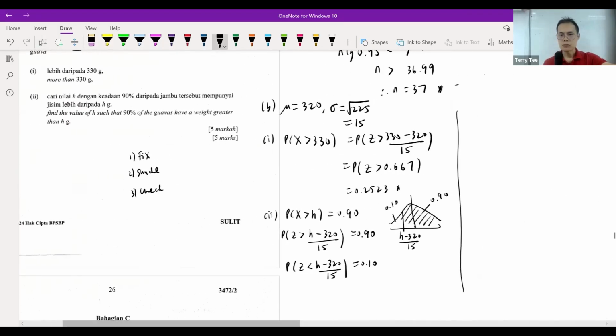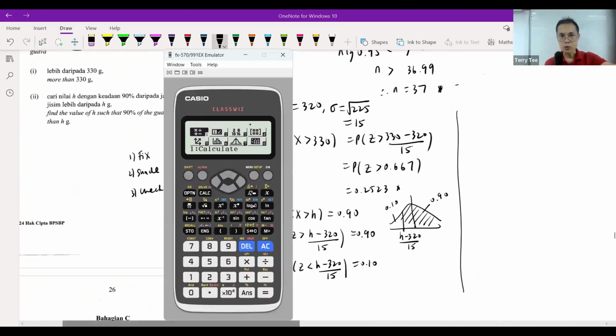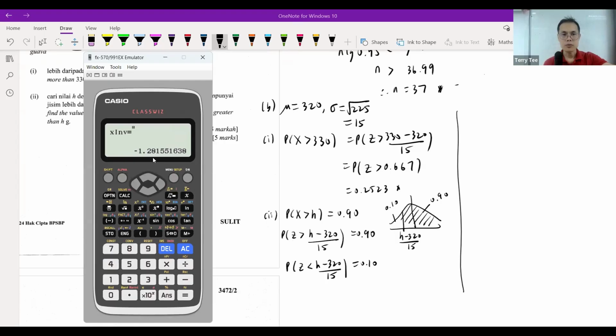Okay, I know from my calculator, I press menu, I go to 7, I go to number 3, inverse normal, right? I type in 0.1 because it's lower tail, 0.1. You see, this is 1.282. Another thing you have to take note of is this 1.282.